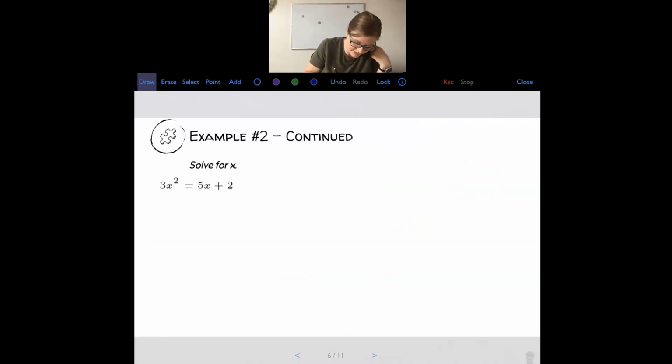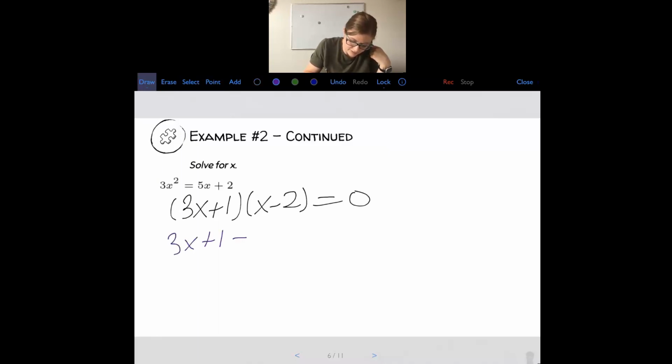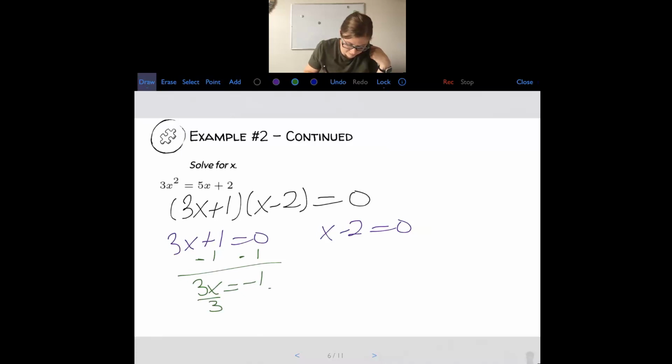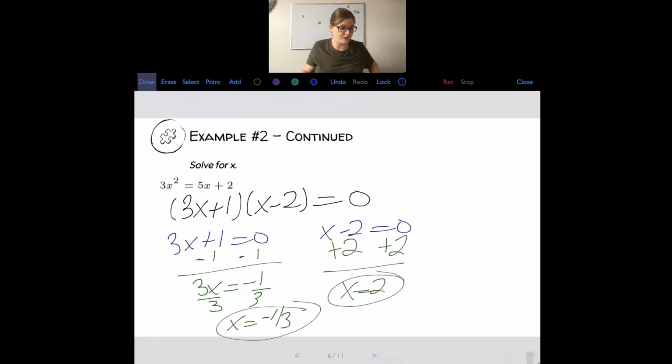So I have 3x plus 1 times x minus 2 equals 0. So we take each of our factors and set them equal to 0. Okay. So we subtract 1 and then divide by 3. And again, we get a fraction, but that's okay. And then we add 2 to both sides. So our two answers are negative 1/3 and 2. Next, solve for x.